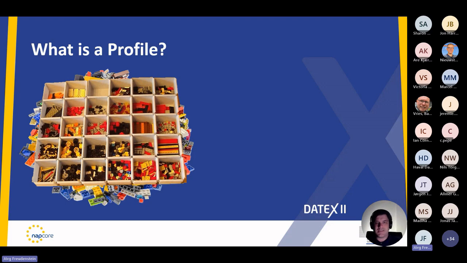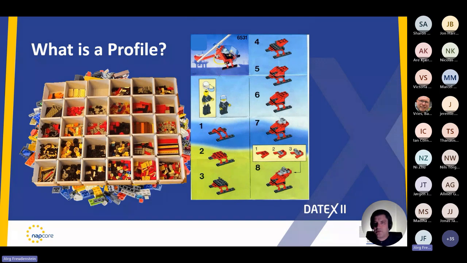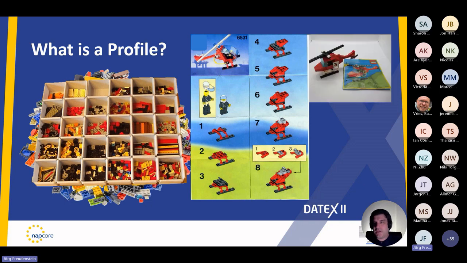Maybe it looks more like this here. But at the end, you want to create something. You want to create an interface in the case of DATEX 2, or here in the case of the building bricks, you want to create some model. Maybe this could be a little helicopter. And what you need to do is sort out the elements which you need for this helicopter. You need some little instruction, which you can see here, and you need the particular tiles to build this helicopter. Maybe you can have different options of the helicopter. Maybe you can have a different color of the rotor.